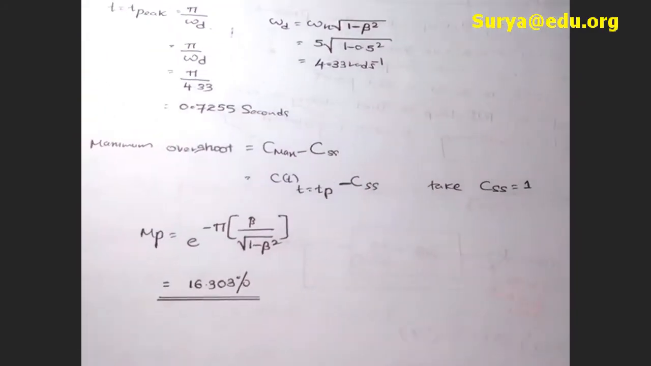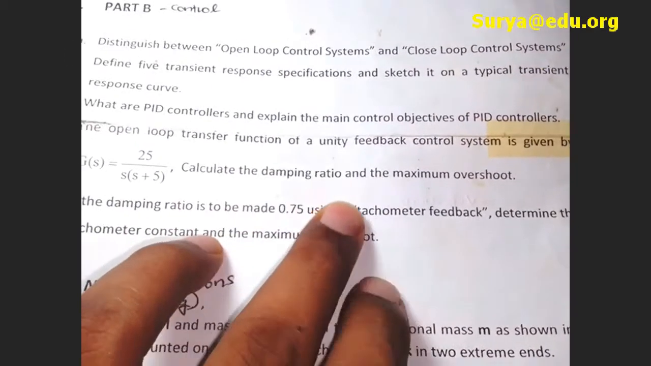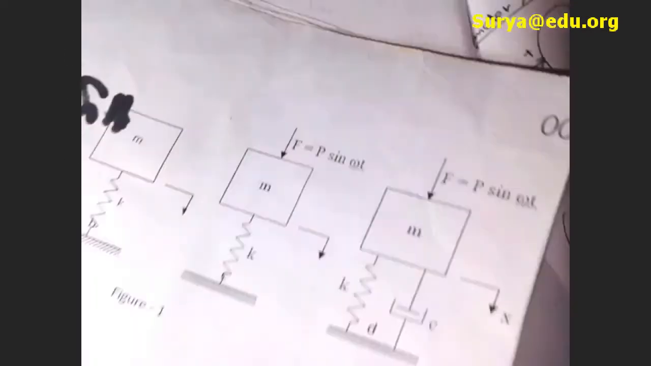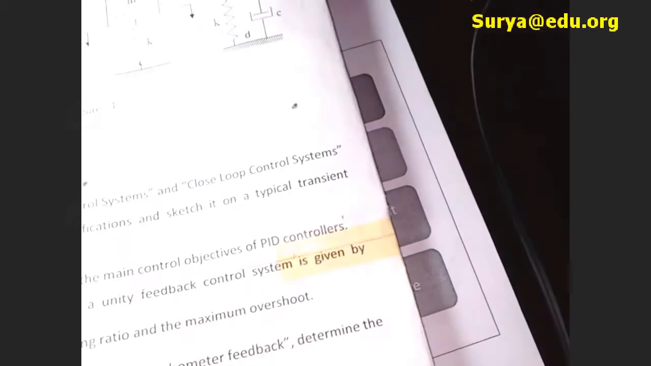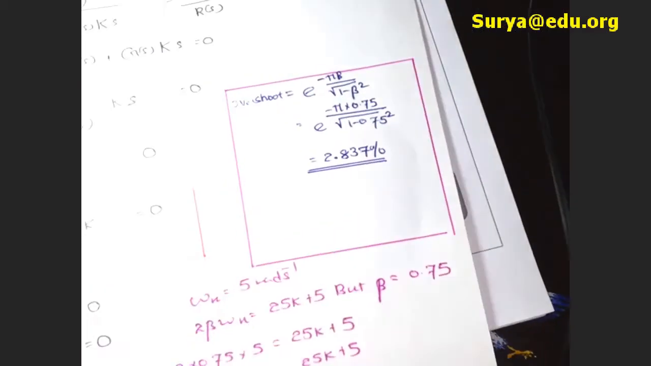Okay, so in that part they are asking certain questions, right? See, calculate the damping ratio and maximum overshoot. I think that's what they ask. I think I have already calculated those, you can see. Okay, what is the next part? What do they ask?